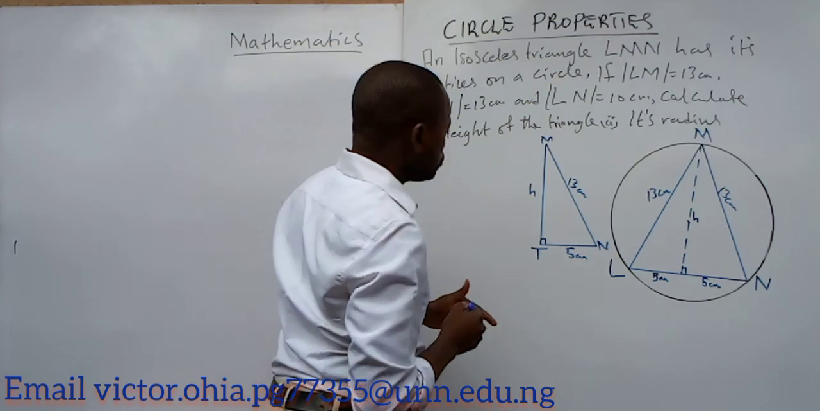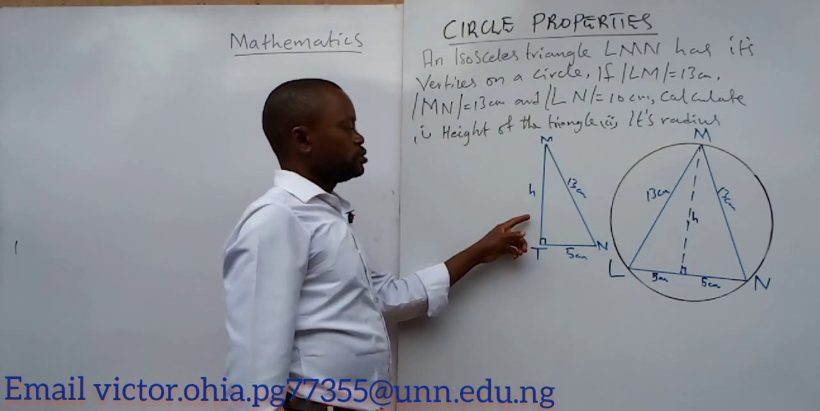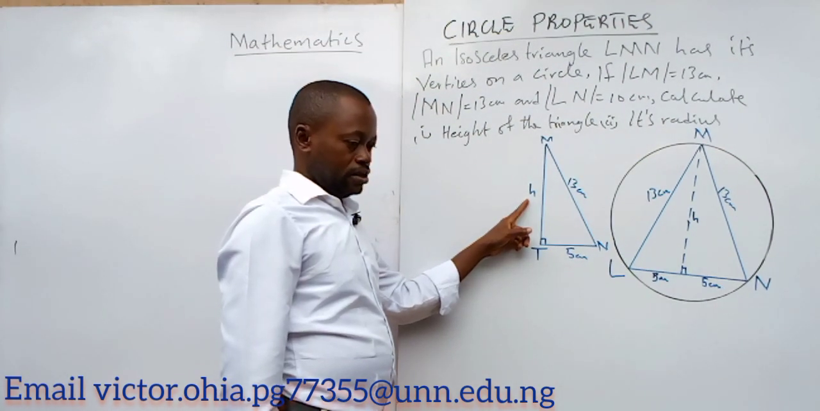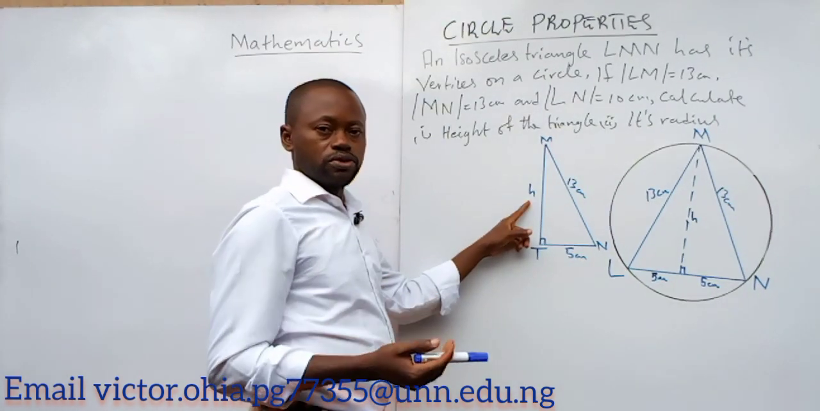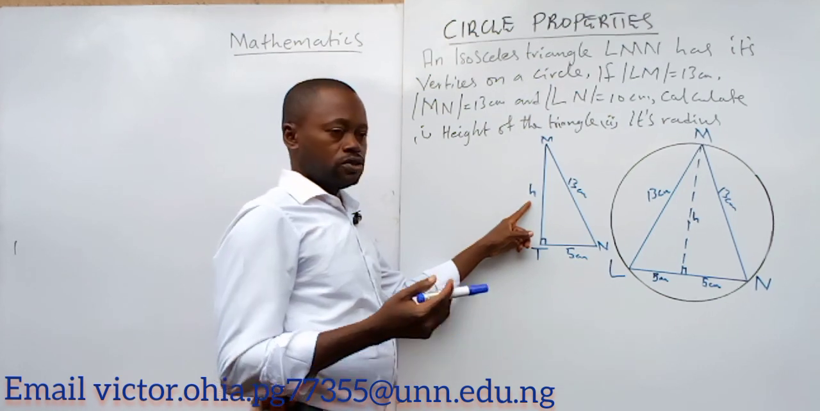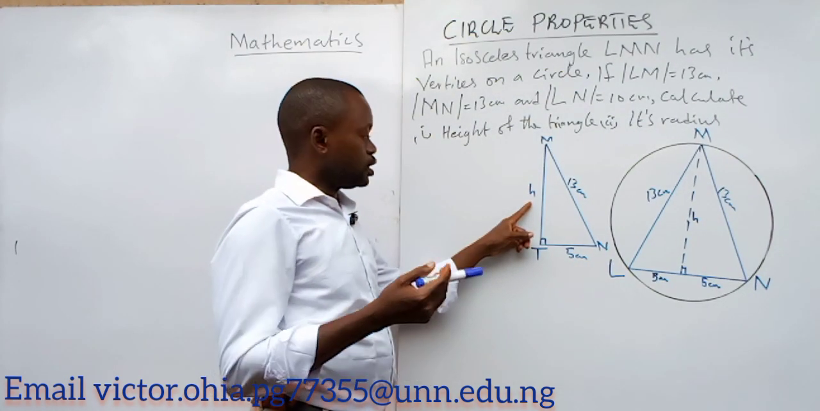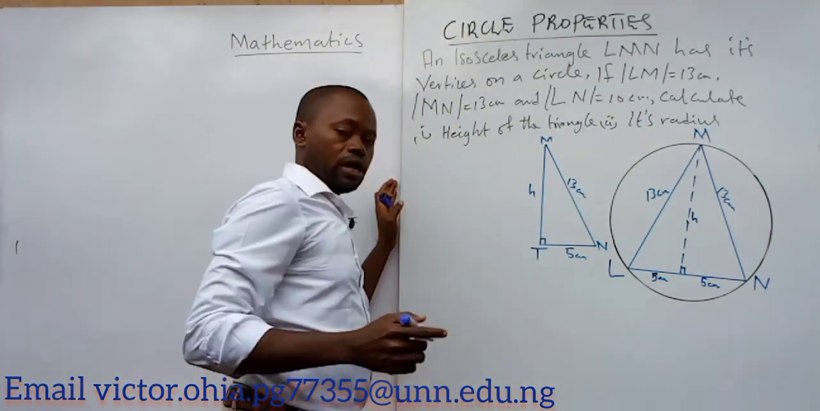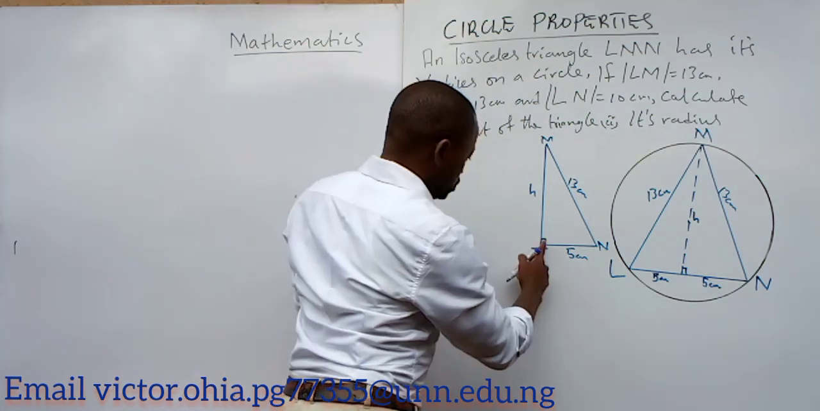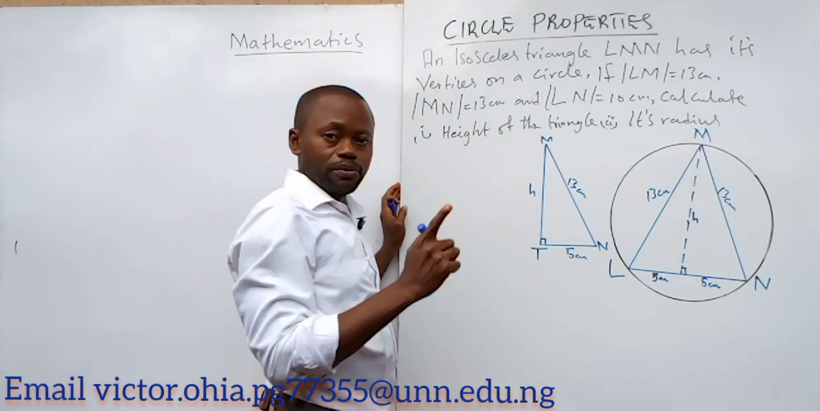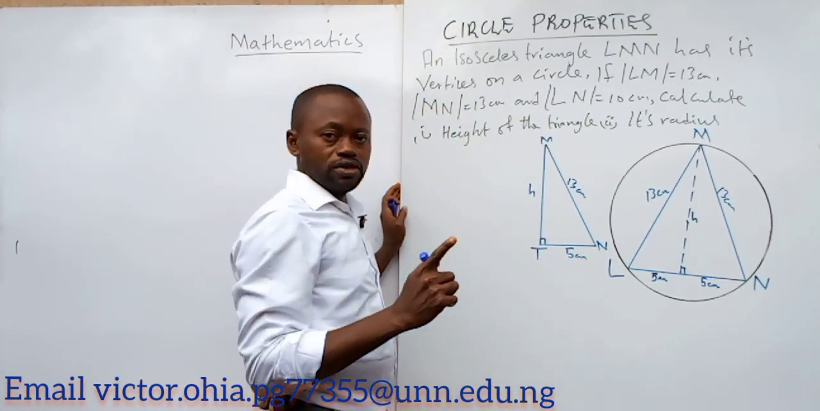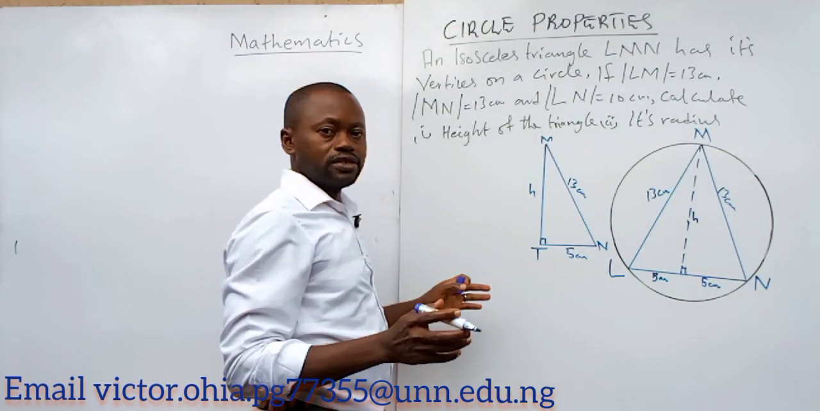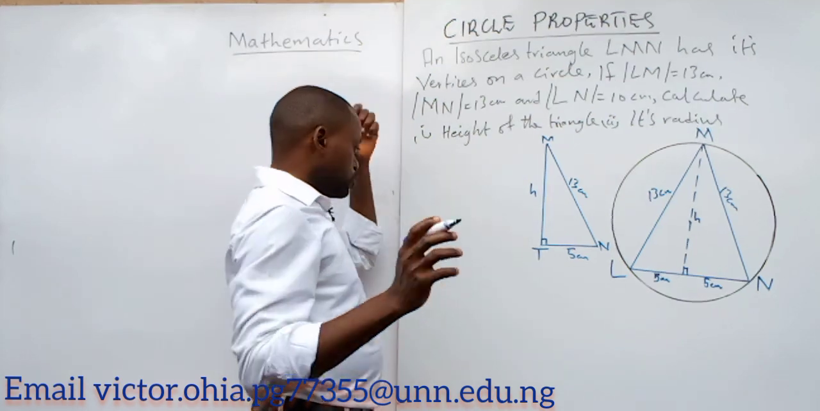Now, for me to calculate H, you know the concept I am going to borrow. It's called Pythagoras theorem. That is what we are going to make use of to be able to calculate H. I'm sure you know why. Because this is a right angled triangle. You apply Pythagoras theorem in solving sides of a triangle. Of course, that triangle must be a right angled triangle before you can do that.